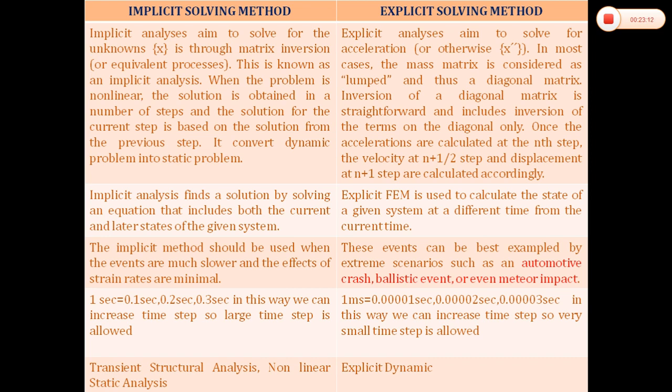The implicit method should be used when the events are much slower and the effect of strain rate is minimal. This is very important. Whatever the solver is doing, only in explicit we have to know how to calculate the time step. But the important thing is when to use which type of solving method. The implicit method should be used when the events are much slower and the effect of strain rate is minimal. Guys, this is the very important thing, what implicit and explicit are.